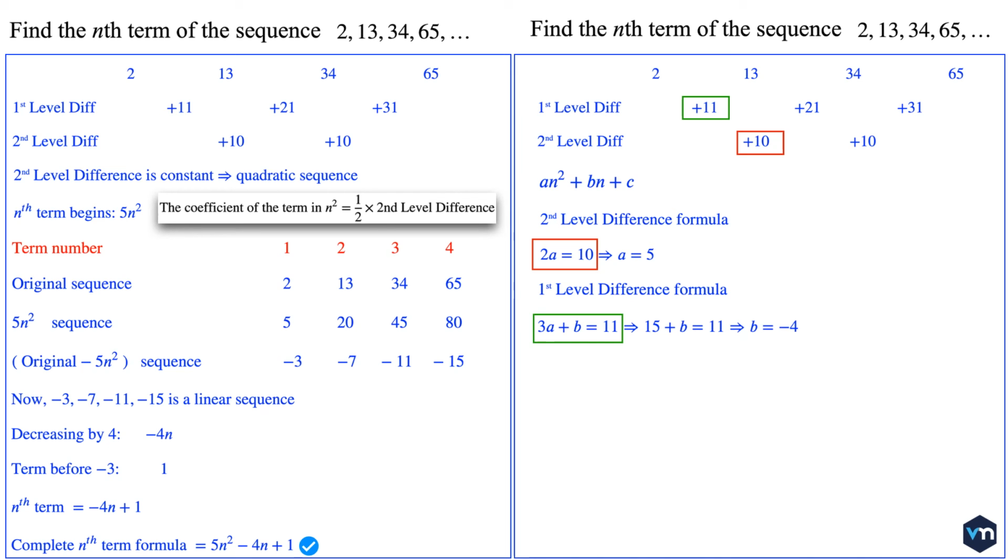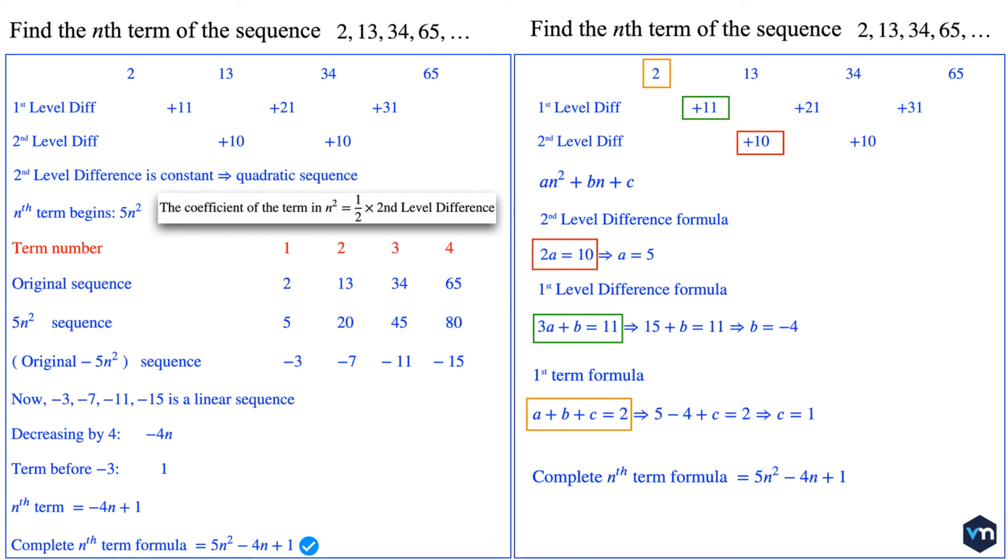Finally, we have the first term formula, a plus b plus c. And this is equal to the first term in the sequence. This is in an orange rectangle or square. Now we know the values of a and b, so 5 minus 4 plus c equals 2, which implies that c equals 1. And therefore the complete nth term formula for the quadratic sequence is 5n squared minus 4n plus 1.